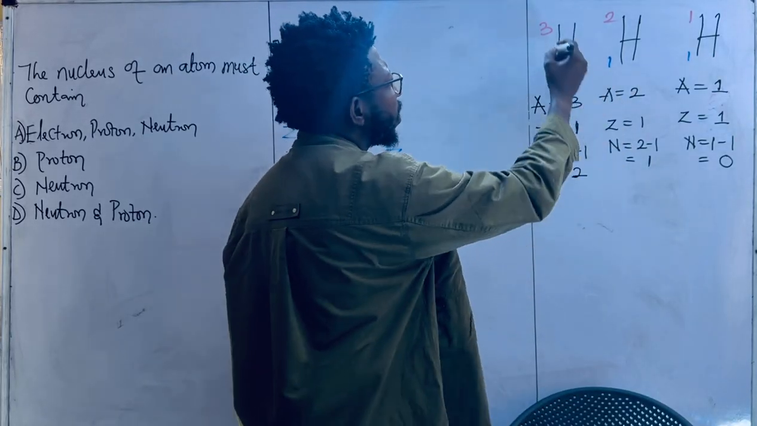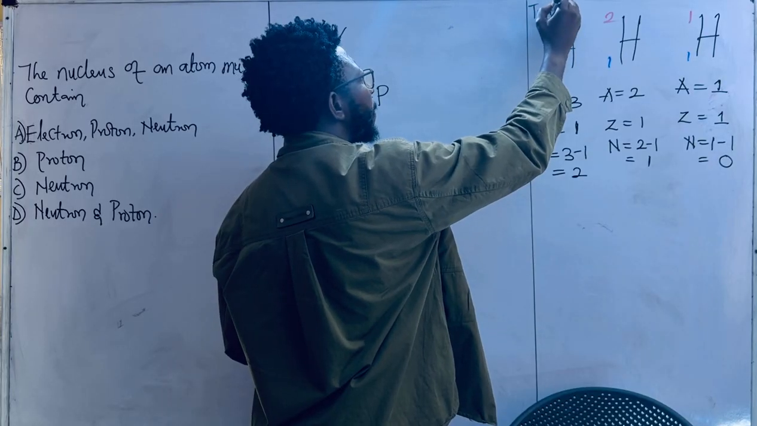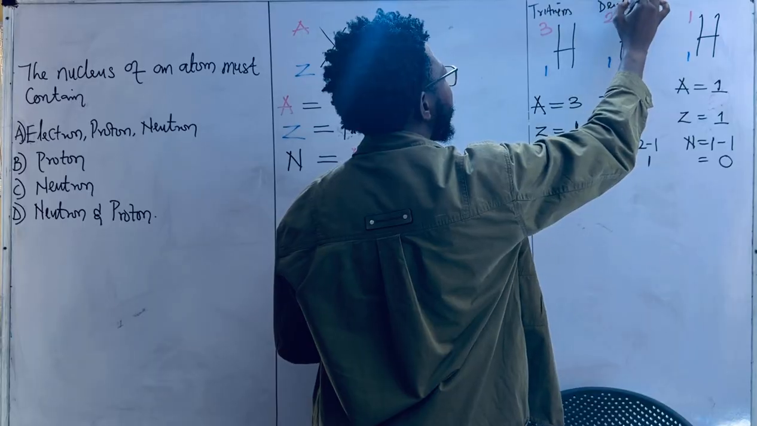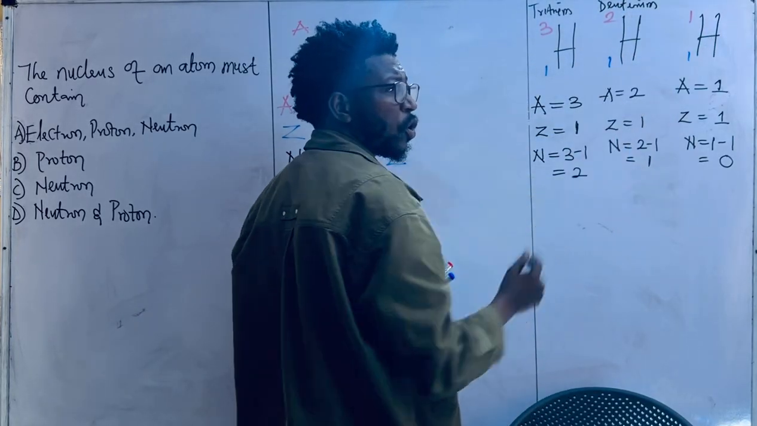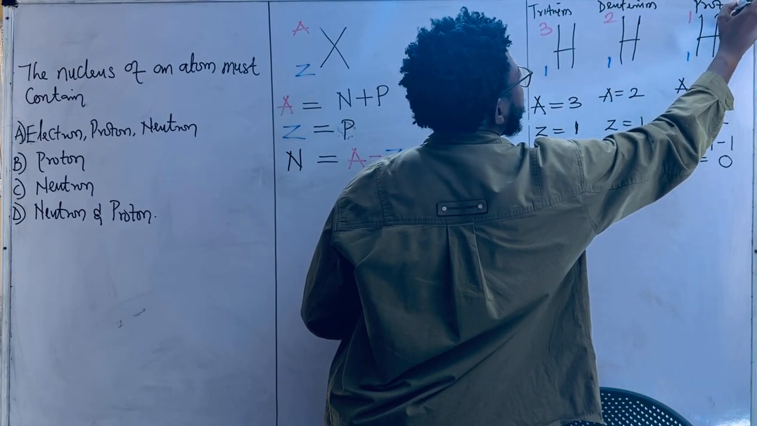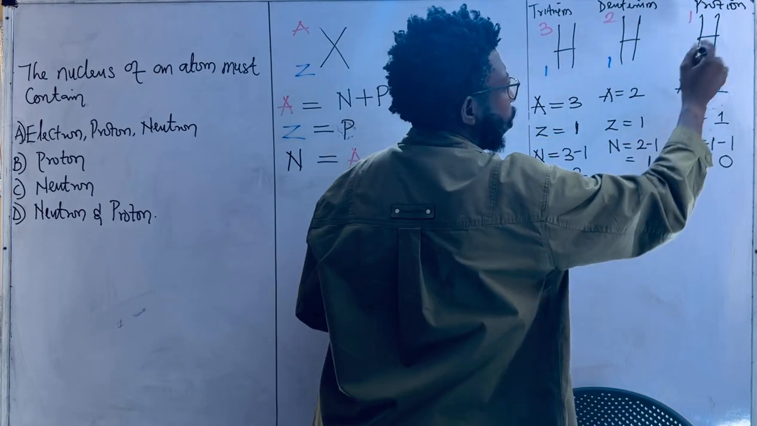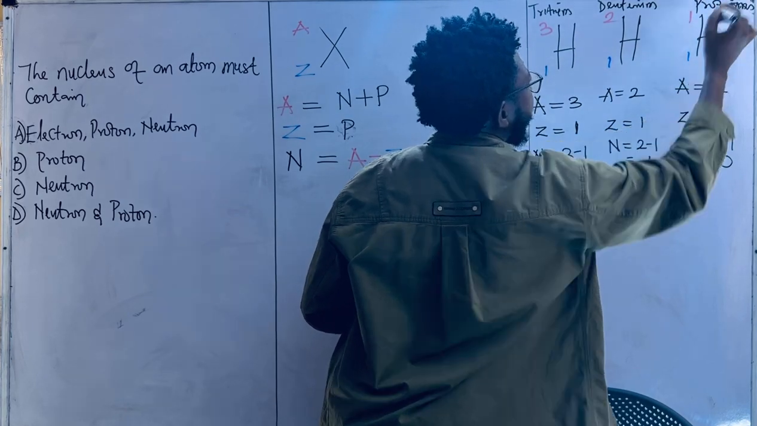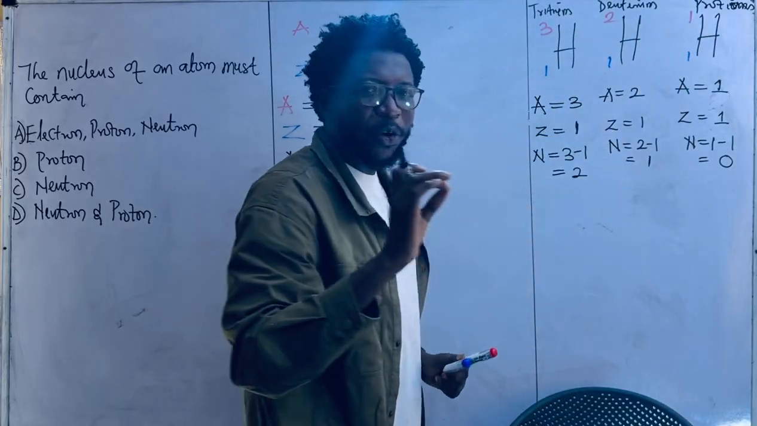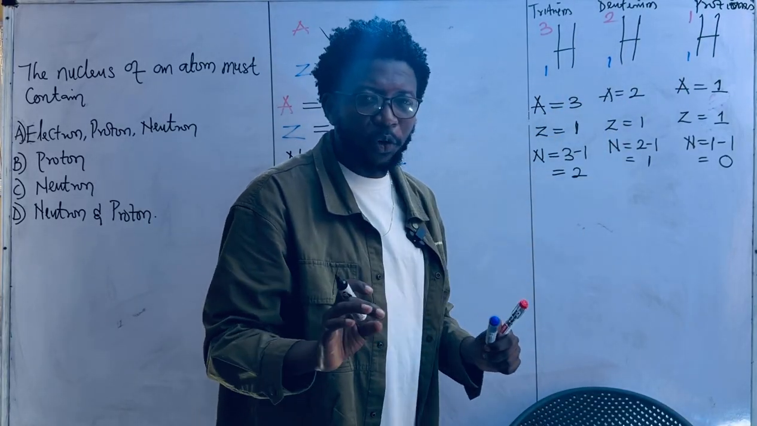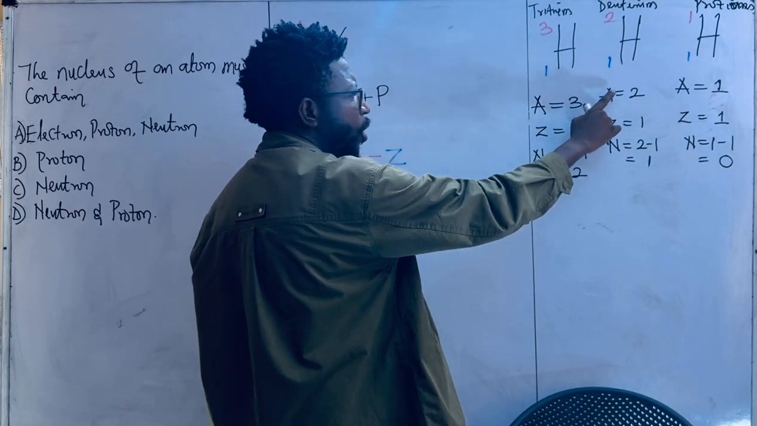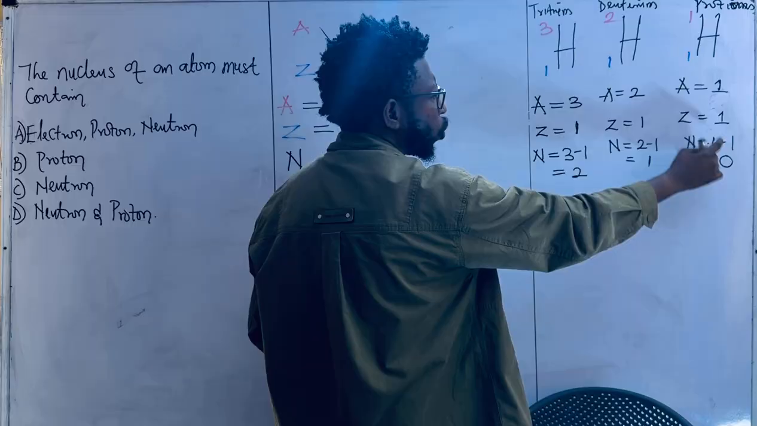This atom is known as tritium. This atom of hydrogen is known as deuterium. This atom of hydrogen is known as protium. Protium means that this atom only contains proton in its nucleus, no neutron. How many neutrons do we have here? 2. How many neutrons do we have here? 1.